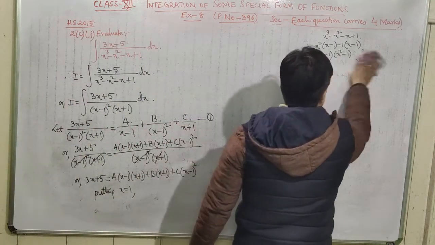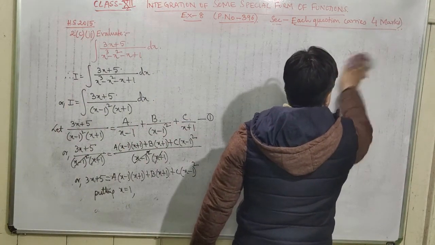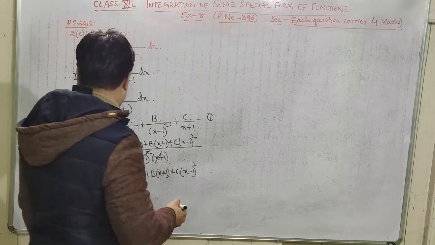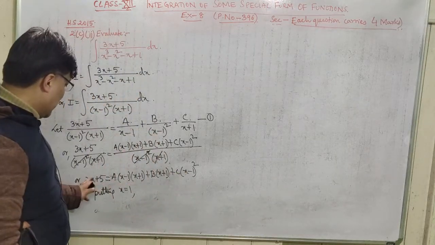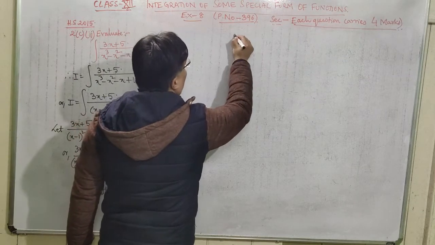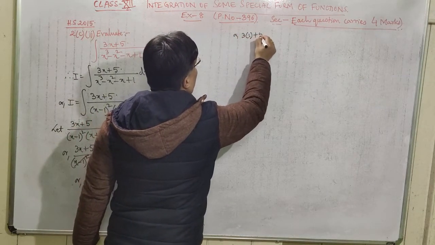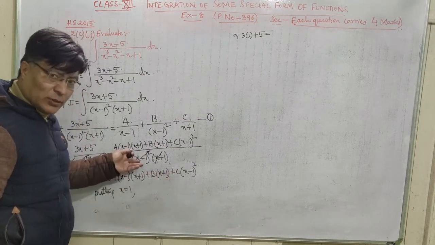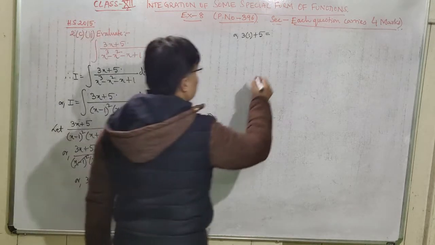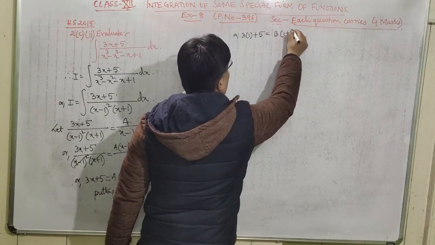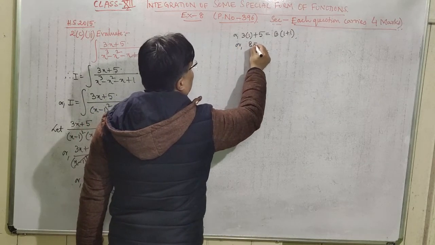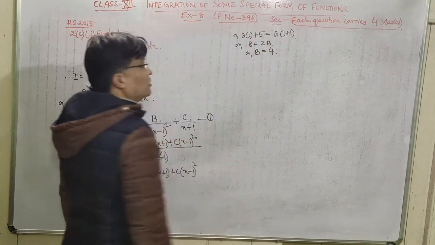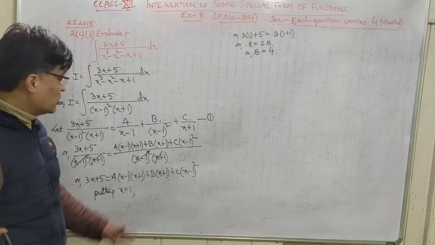So let us simplify it here. Putting x is equal to 1, it is 3 into 1 plus 5 is equal to, this first term will be 0, 1 minus 1, 0. The third term will be 0. You will get only the middle term, that is b into 1 plus 1, right? Or this is 5 plus 3, 8 is equal to 2b. Or b is equal to, how much is it? b is equal to 4. So we have got the value for b, which is equal to 4.